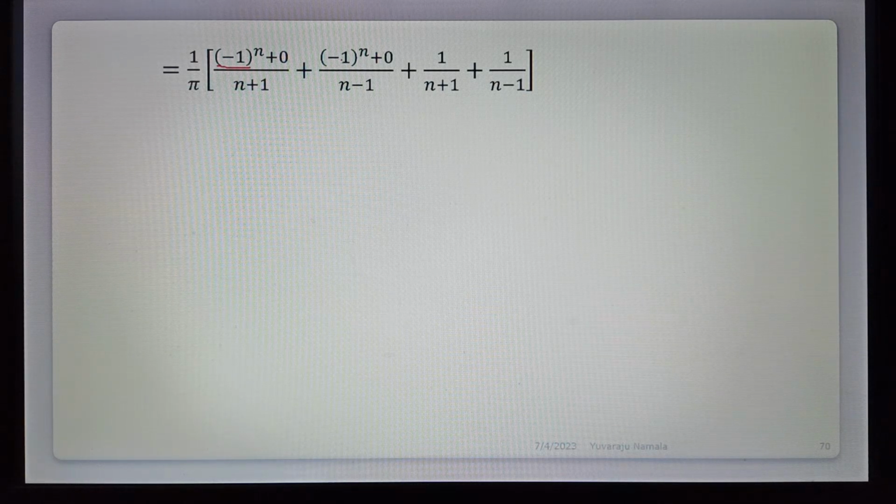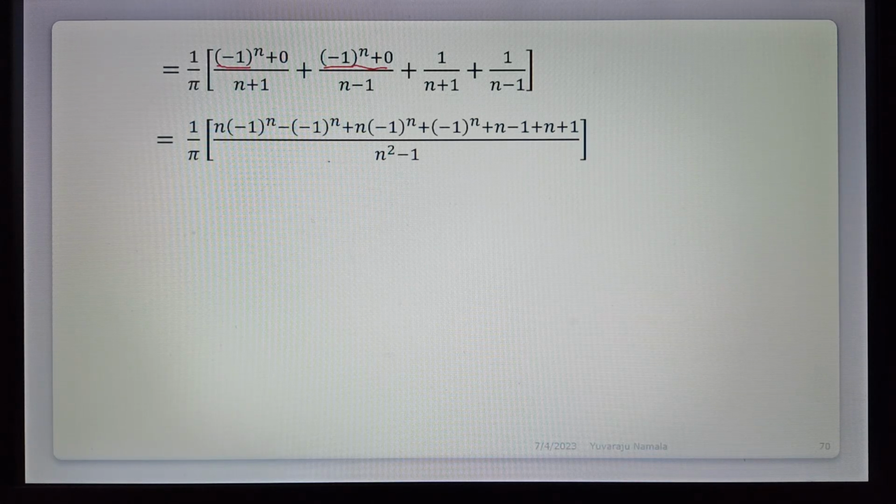Similarly, cos a minus b form expanded. Cos is minus 1 power n, cos n pi, cos pi is minus 1, minus plus plus sin n pi is 0, by n minus 1, plus 1 by n plus 1 plus 1 by n minus 1. Now simplification, take the LCM. 1 by pi into take the LCM, n square minus 1. So that is equal to n into minus 1 power n, minus 1 power n, plus n into minus 1 power n, plus minus 1 power n, plus n minus 1 plus n plus 1.